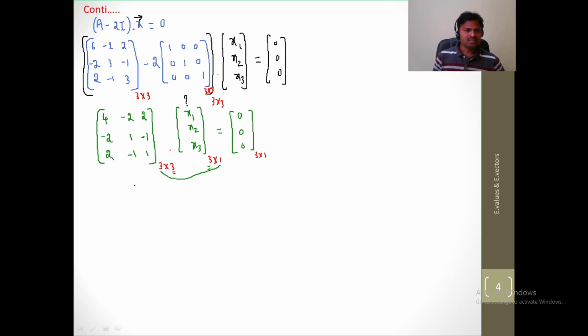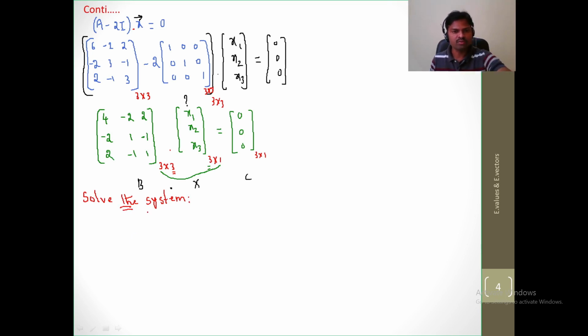Indirectly, see, for example, if this is some matrix B, this is some x and this is some C, then indirectly this is a system of linear equations only. So this is a matrix representation of a system of linear equations. Indirectly we have to solve to find the eigenvector x1, x2, x3. How to solve the system? By using the Gauss-Jordan elimination method. That's it. Again, the old technique we have to apply. Our goal is to find x1, x2, x3.